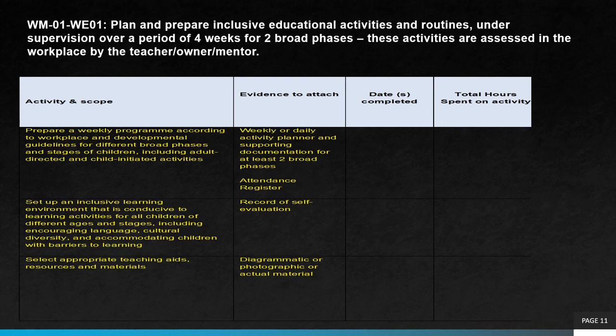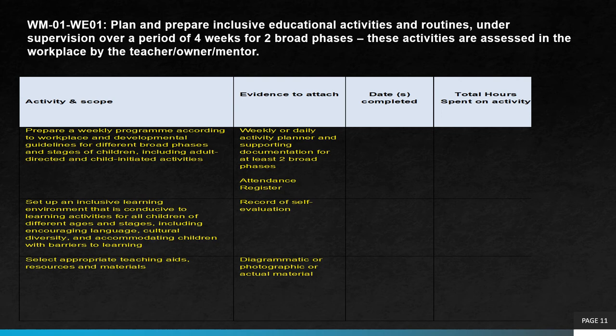Let's quickly have a look at that activity and scope. It says, prepare a weekly program according to workplace and developmental guidelines for different broad-based phases and stages of child development, including adult-directed and child-initiated activities. What type of evidence do you have to give? So they actually tell you what the evidence is. You have to have a weekly and daily activity planner with the supporting documents for at least 2 activities.